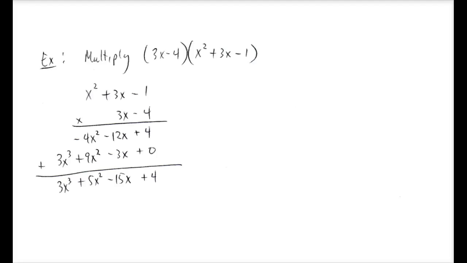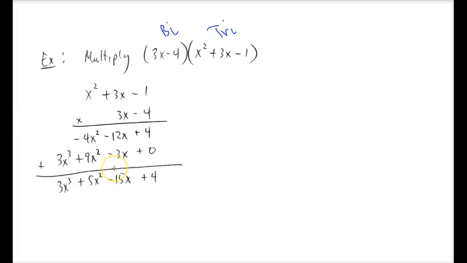In the next example, you see that now I have a binomial being multiplied by a trinomial. And in this instance, I've used the vertical stack method to do it as well. And the negative 4 times negative 1 gives you a positive 4. Negative 4 times a positive 3x gives you a negative 12x. Negative 4 times a positive x squared gives you a negative 4x squared. And then, of course, we move over to 3x, put the plus 0 right here, and keep on multiplying like how we would there, and then just add.